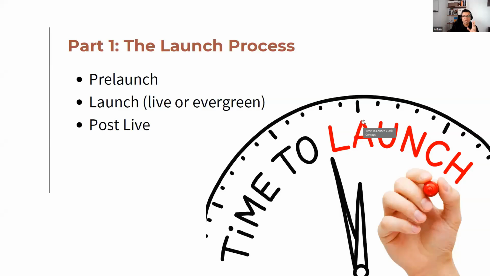So part one is the launch process. When you're launching, there are three things we really go to: the pre-launch, the actual launch, whether you're doing a live launch or maybe an evergreen launch. Evergreen launches are a launch because you put everything together and then you put it live. Now that evergreen product needs to get optimized and analyzed to see what's going to work and what's not. And then you have your post-live. This is when you've done your launch and you're ready to close things off and debrief. And this is where a lot of magic happens.